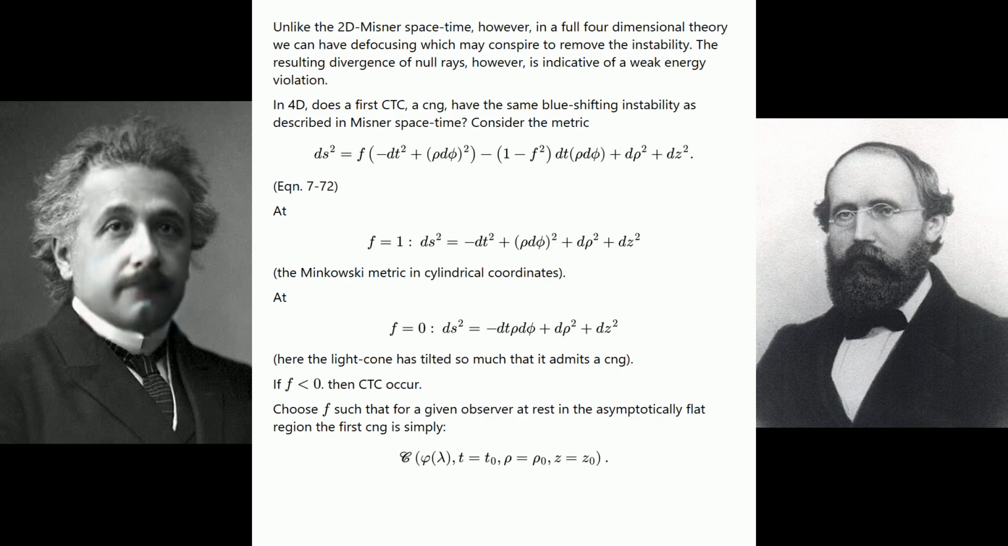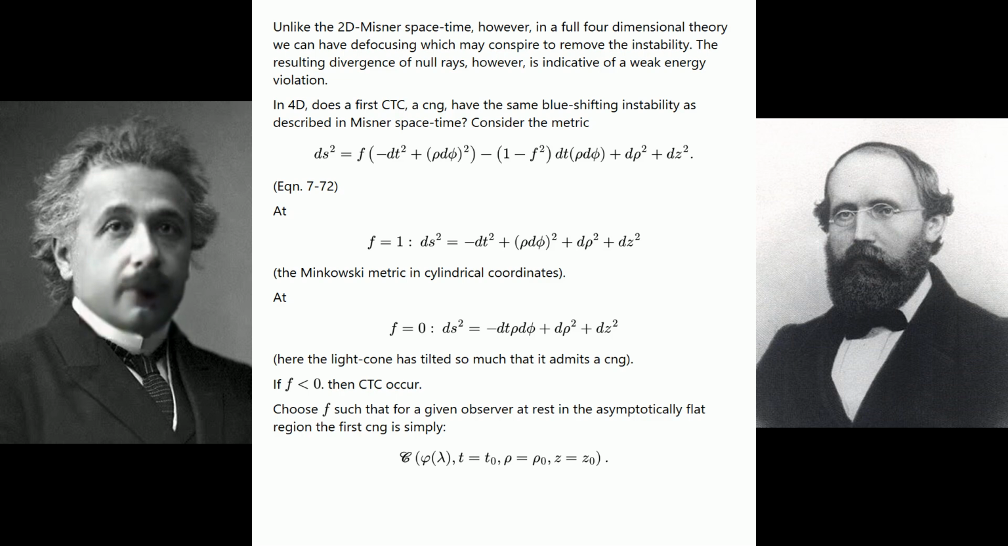In 4D, does a first CTC, a CNG, have the same blue shifting instability as described in Misner spacetime? Consider the metric. Equation 7-72. See the next equation. The Minkowski metric in cylindrical coordinates. See the equation shown. Here the light cone has tilted so much that it admits a CNG. If f is less than 0, then CTCs occur.